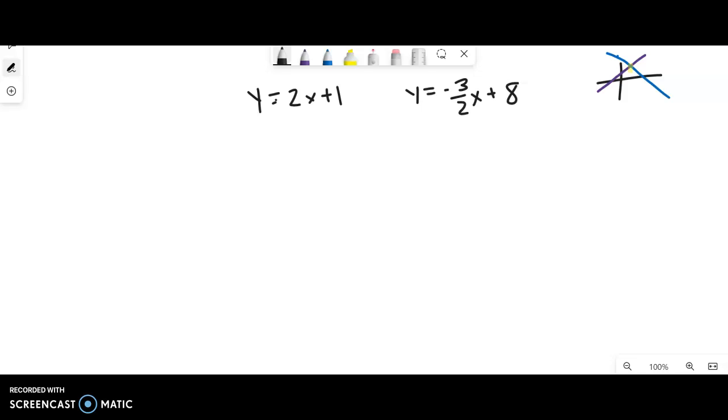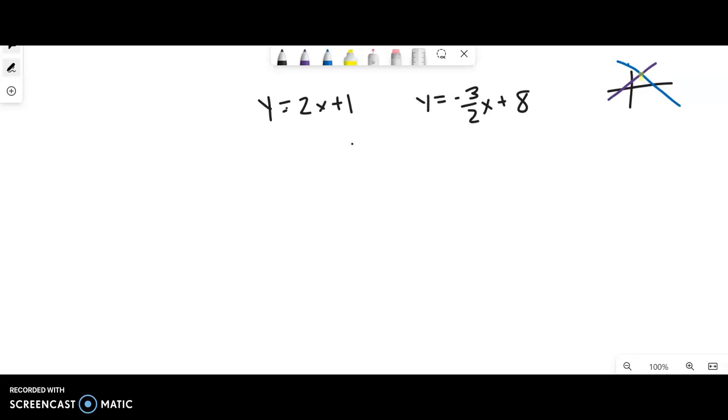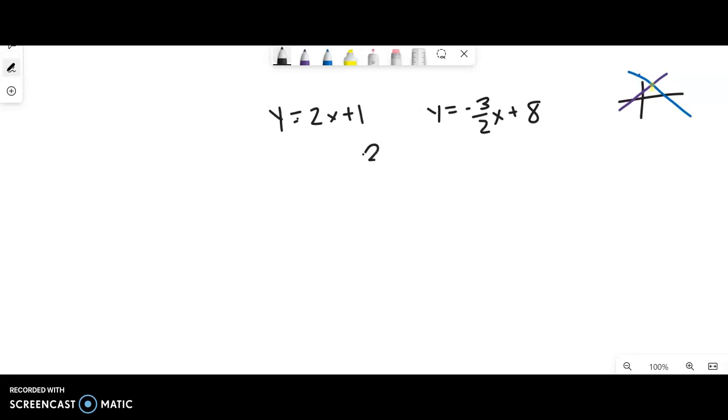Point of intersection happens when the values of y are the same and the values of x are the same. So if the two values of y are the same, then I can also say that 2x plus 1 is equal to negative 3 over 2x plus 8.